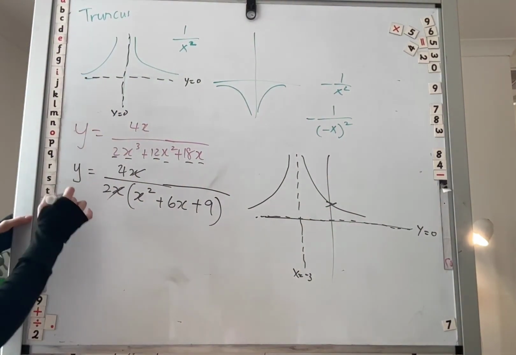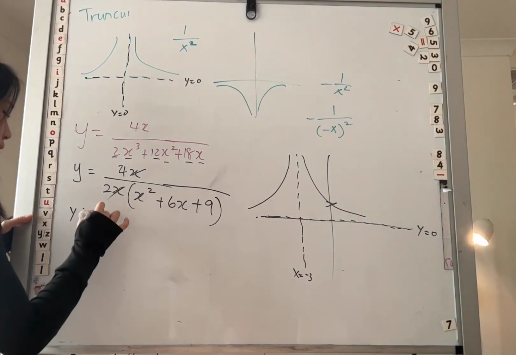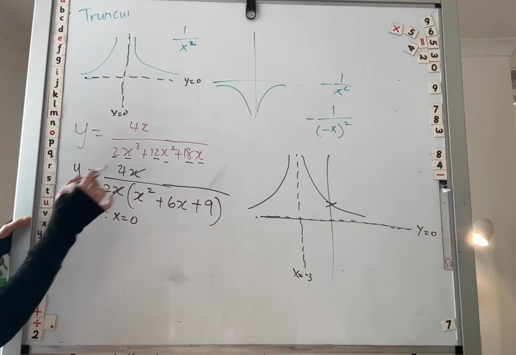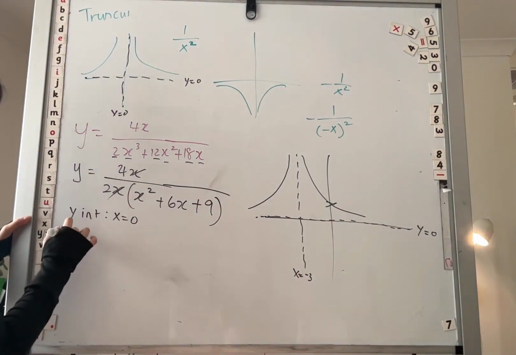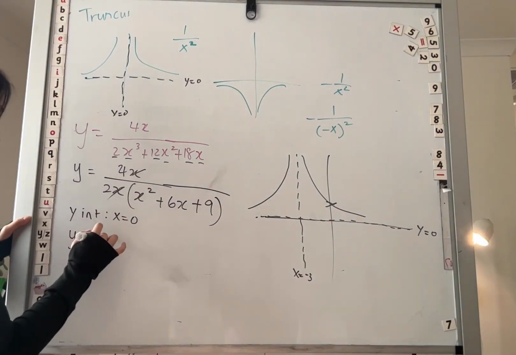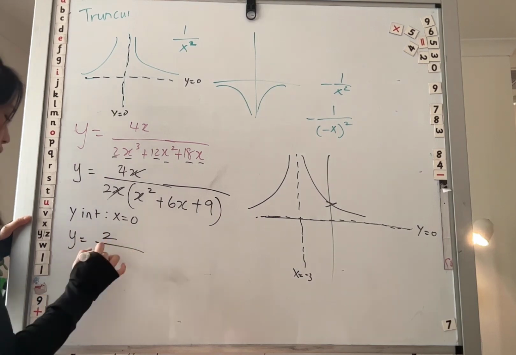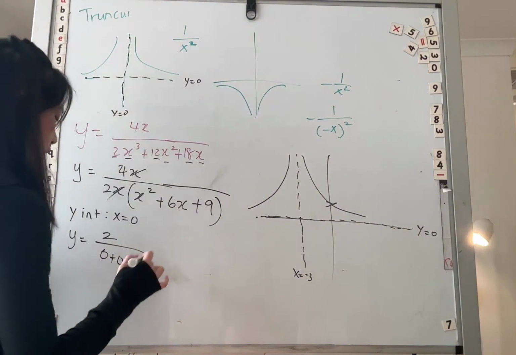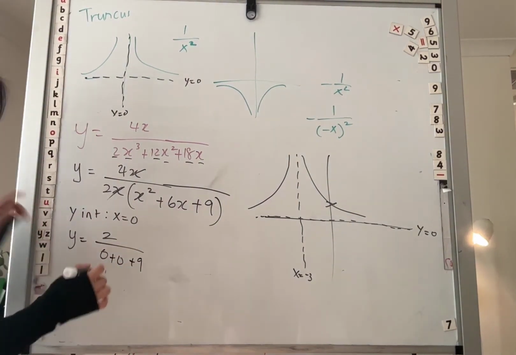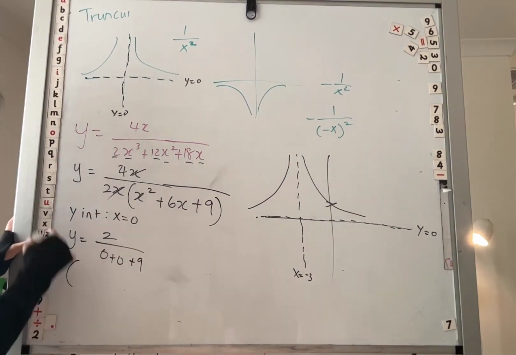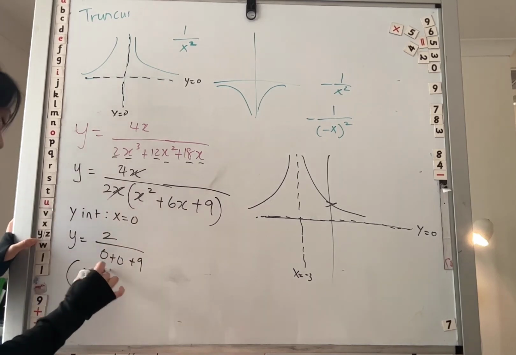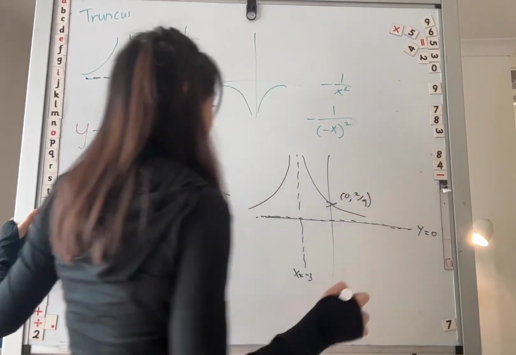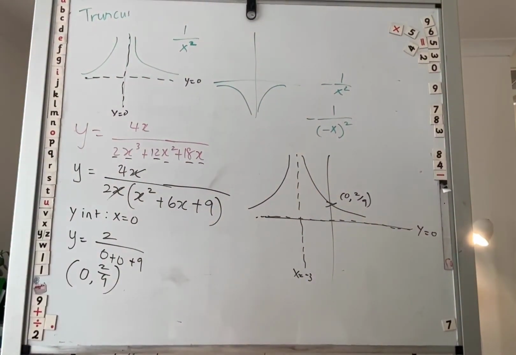Now I'm going to try and find the y-intercept when x is equal to 0. So all I have to do is sub in 0. So I get y equals 2 over 0 plus 6 times 0 plus 9. So my height, where it crosses the y-axis, is (0, 2/9). So this is (0, 2/9). And that's it. Yeah, that's it.